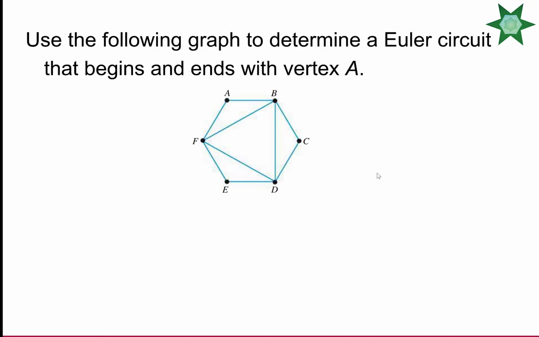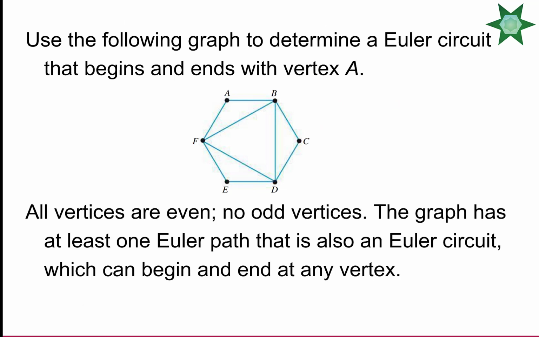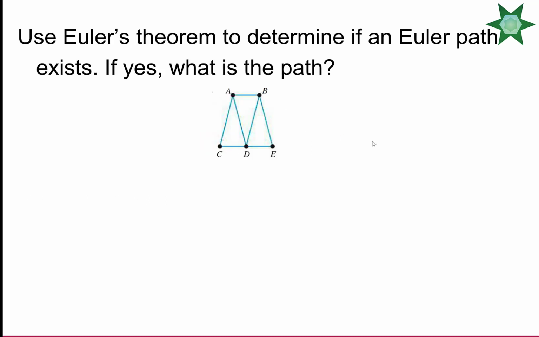Use the following graph to determine an Euler circuit that begins and ends with vertex A. So all the vertices are even, no odd. The graph has at least one Euler path. It's also an Euler circuit. We can start and stop at any vertex. So here's an example. We could go A, B, C, D, E, F, back up to B, then to D, to F, and back to A.